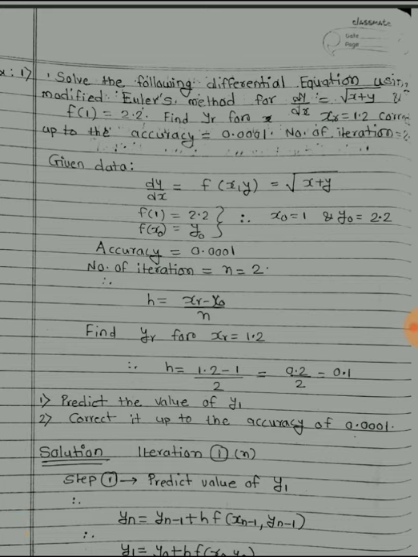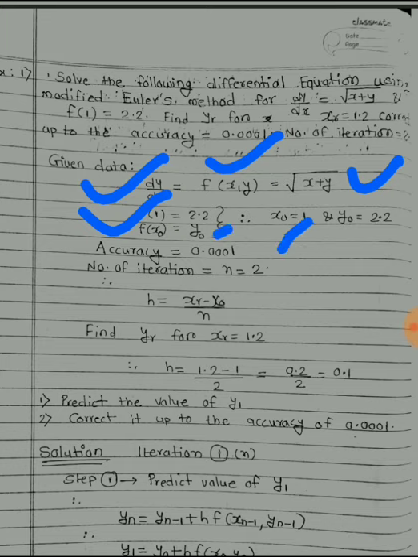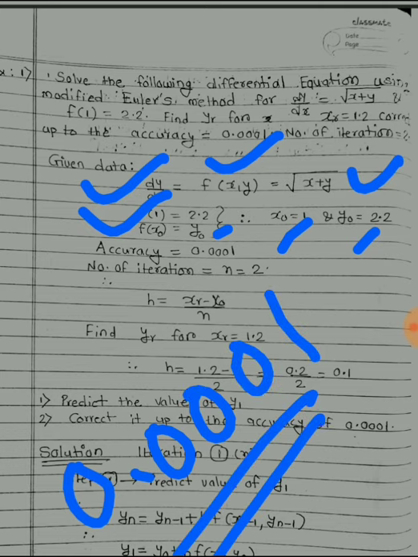So same thing is mentioned here. See, dy by dx is equals to f of x, y, which is equals to square root of x plus y. f of 1 is equals to 2.2. If I compare it with f of x0 is equals to y0, then I will get x0 is equals to 1, y0 is equals to 2.2. Accuracy which is given is 0.0001. This is the accuracy given, and number of iterations is also given in the problem, that number of iterations is equals to 2.